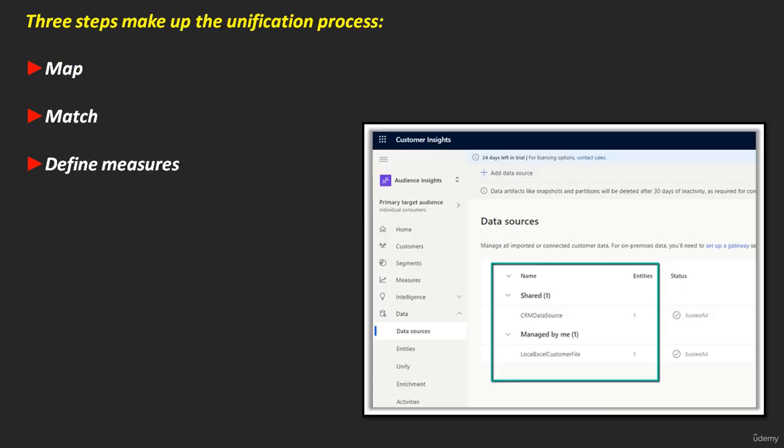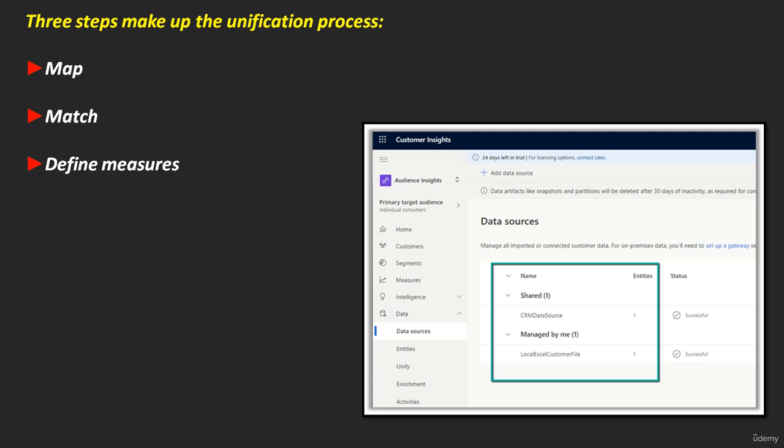So what are the steps we need to follow for the unification process? There are three steps that make up the unification process. Number one is map. It means identify which entities and fields will be used to identify a customer record, like a customer number. Next is match, which lets you specify which fields will be used to combine your data sets into a unified profile through a series of rules.